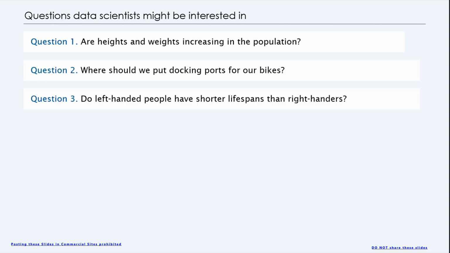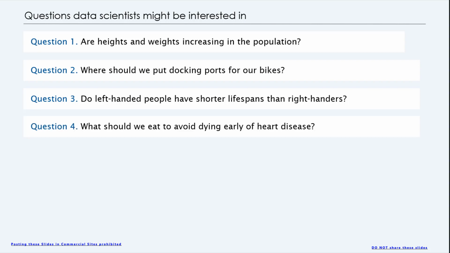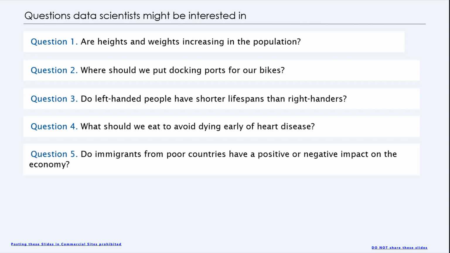Questions data scientists might be interested in: are the heights and weights increasing in the population? Where should we put docking ports for our bikes? Do left-handed people have shorter lifespans than right-handed? These are just questions that we are asking, and they can be answered by collecting data. We're not trying to predict anything, but we're trying to see if there's a trend, that heights and weights in general are increasing in the population.